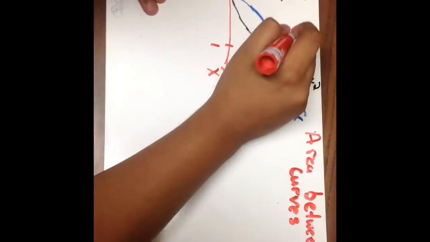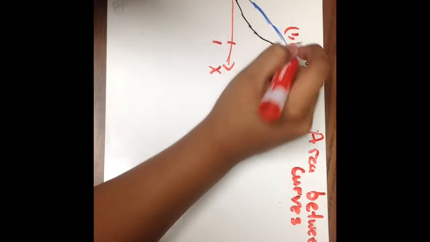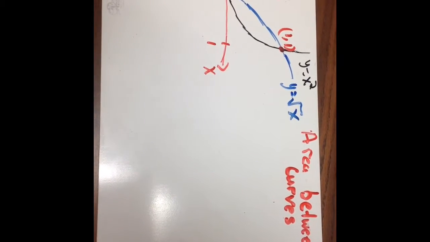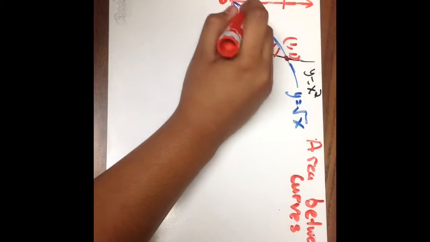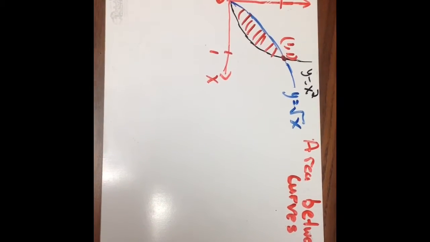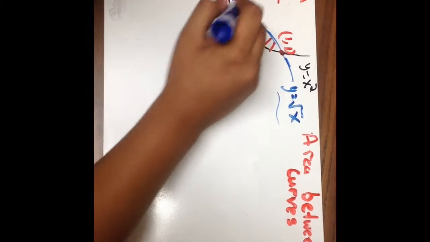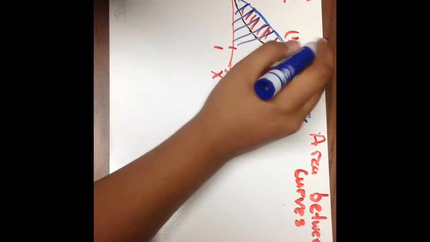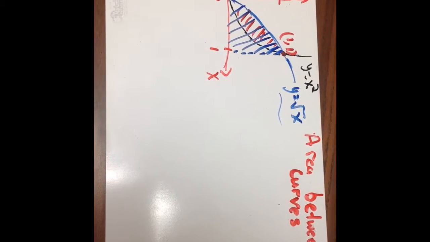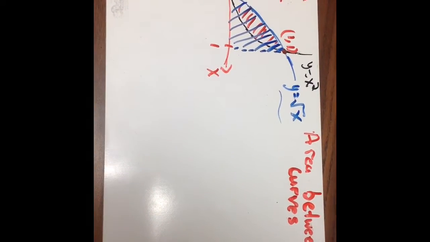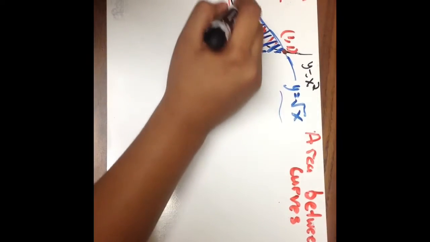So they meet at (1, 1). What we're going to be doing is trying to find the area that's between them, which would be this. So what we would do is find the area under y equals the square root of x, which would be all of this, on the bound, and subtract from it the area below x squared, which would be this.